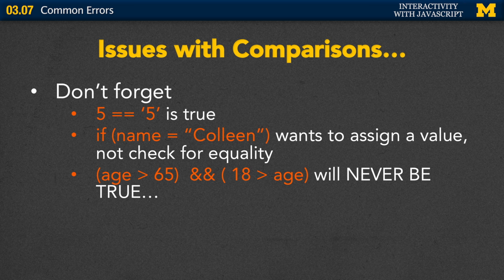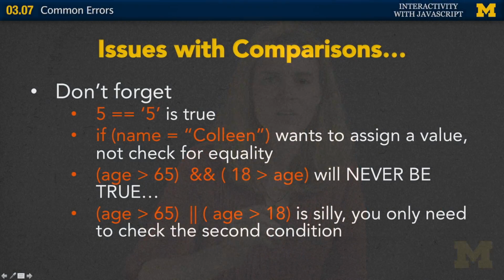Another thing people do with comparisons, and again, this is an example of a logic error, not necessarily a syntactic error, is in their Boolean comparisons. So what I'm going to check right here is if the variable age is greater than 65 and it's less than 18. If you think about that for a second, you realize it probably wasn't what you wanted to check, because there's no way that a number can be greater than 65 and less than 18 at the same time. This will never be true.